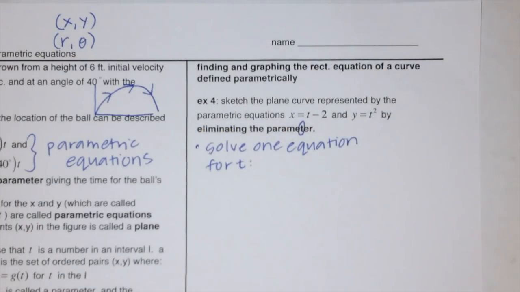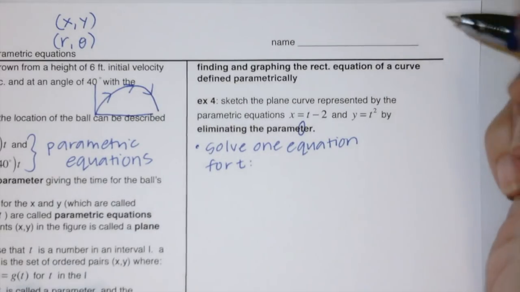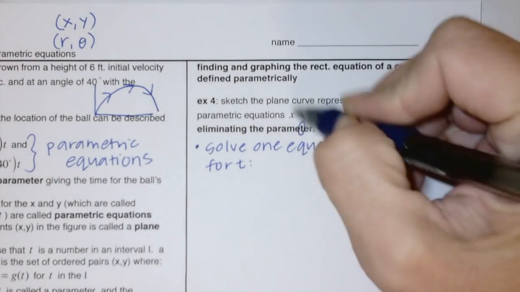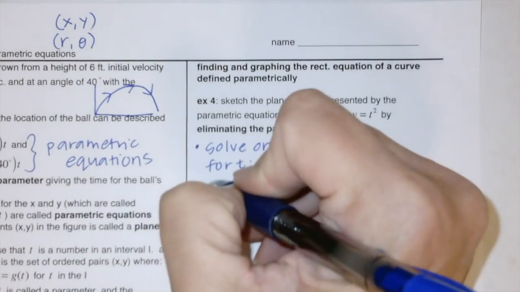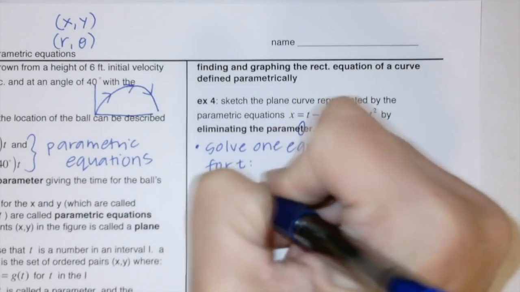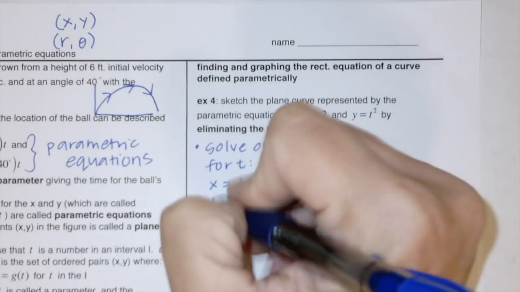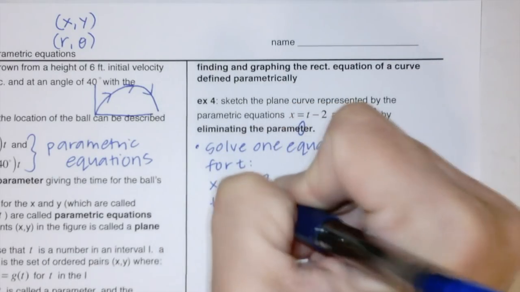So there's usually an easier choice. There's not a wrong choice, but there's definitely one that's faster. So I'm going to pick the one that's clean. I don't have to square root and remember that plus or minus or anything like that. So I'm going to pick this one. So x equals t minus 2. So then t equals x plus 2.